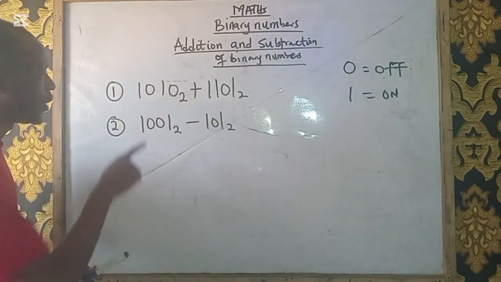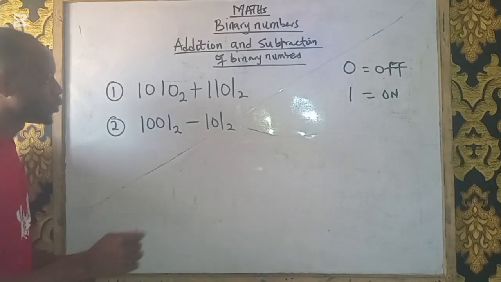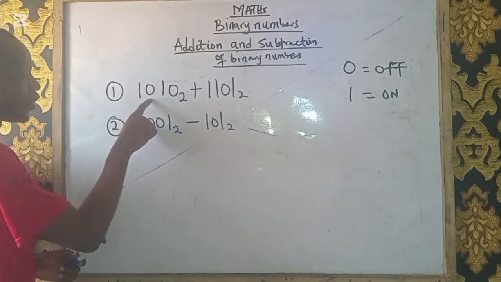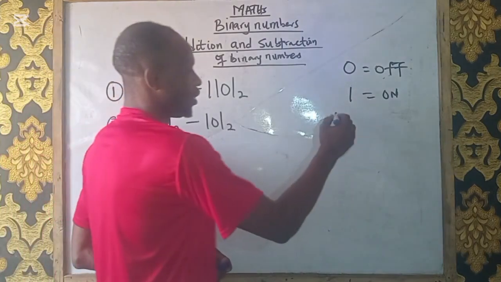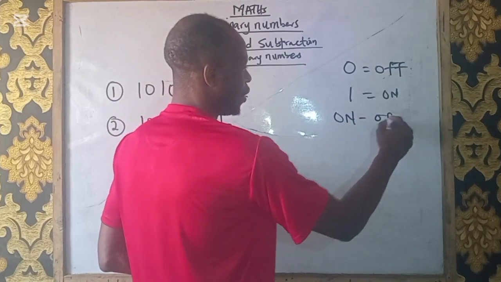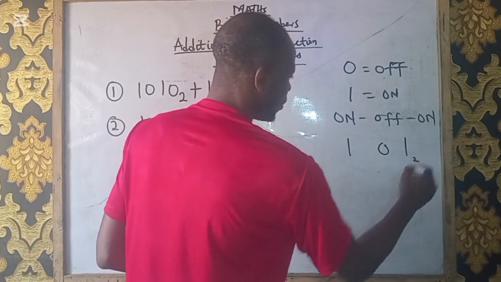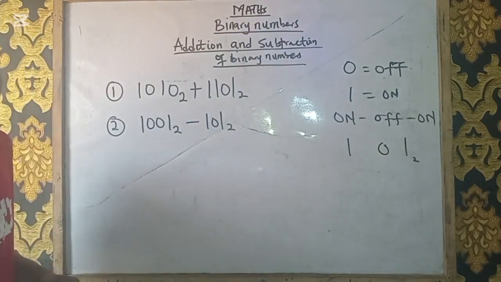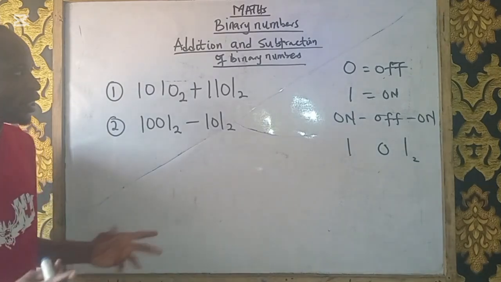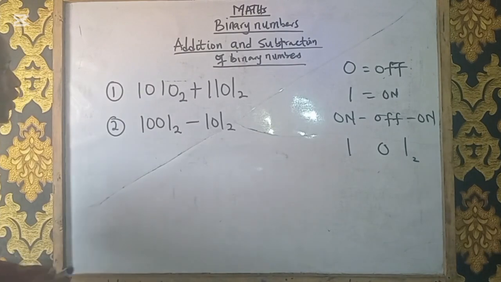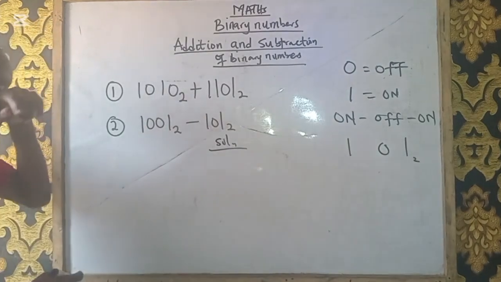Which means that if I want to analyze this based on transistors, what am I supposed to do? On, off, on, off. Is that not it? Like this: on, off, on. That means 1, 0, 1. That is the meaning. Are you clear with that? So that is just a simple explanation of binary numbers. So let's take a look at the problems given to us here.